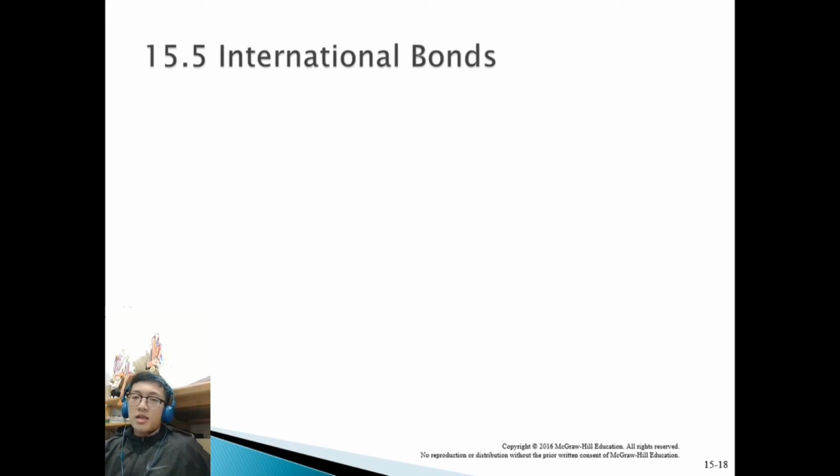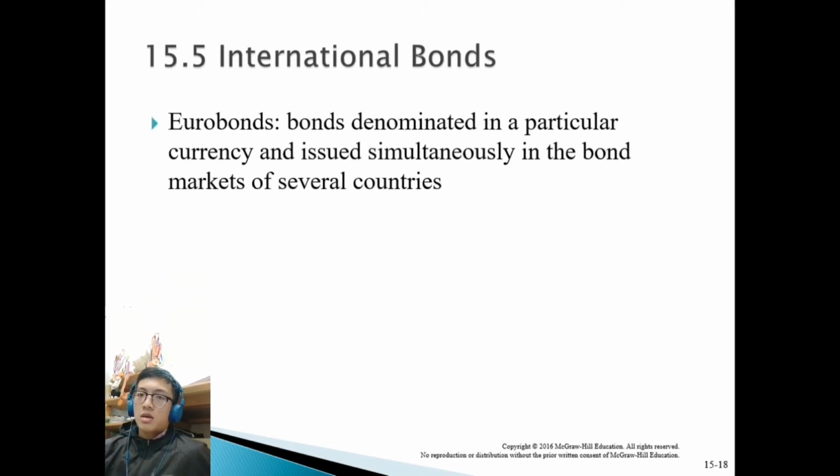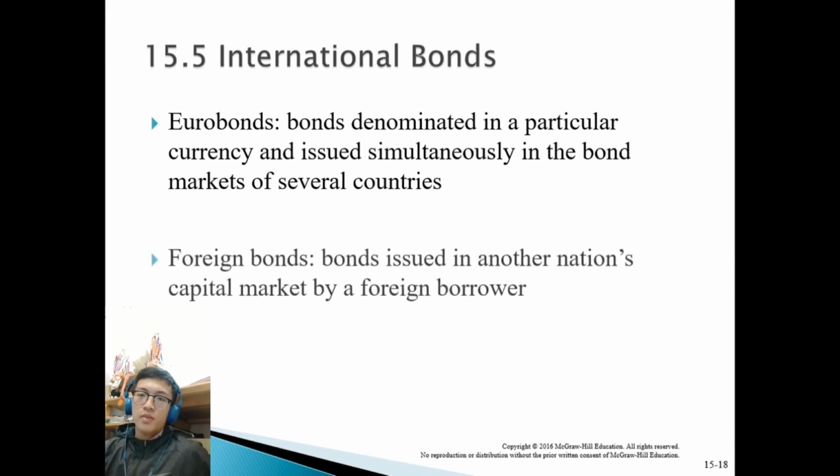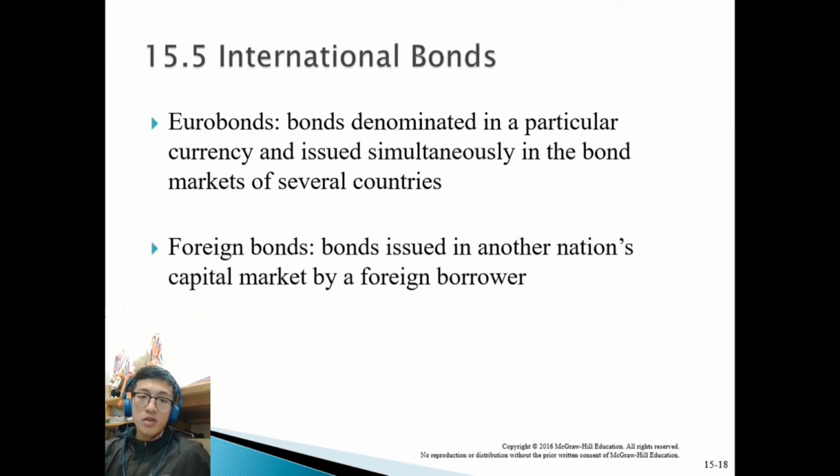And next is international bonds. We have Eurobonds, which are bonds not denominated in a particular currency and issued simultaneously in the bond markets of several countries. The second one is foreign bonds, which are bonds issued in another nation's capital market by a foreign borrower.